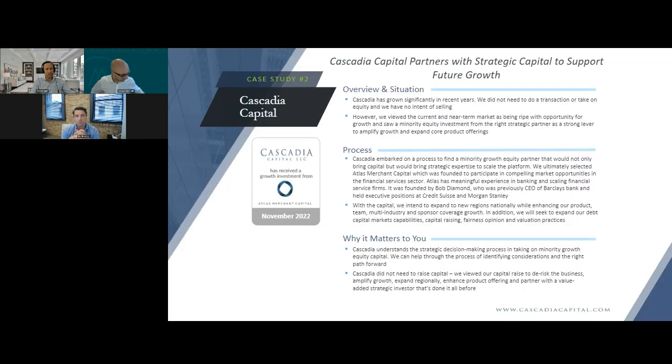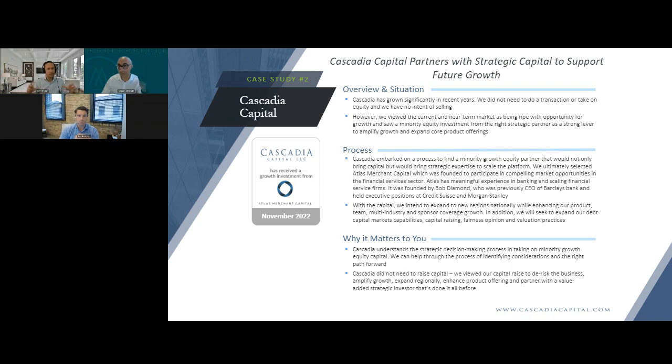And before I kick it to Pat, with my firm, Cascadia, we actually took on a minority investor last year. We raised about $55 million of capital. The reason we did it was we saw a potential recession on the horizon. Our industry is somewhat cyclical and gets hit hard in these times.